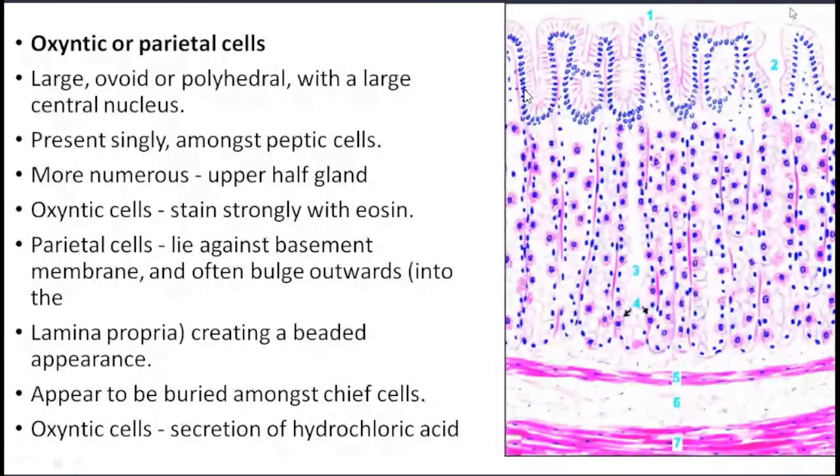So here you can see, fourth number, that is the pink color cell. These are the oxyntic cells. And यहाँ पे ये जो white cell दिख रहे हैं, that is the chief cells.